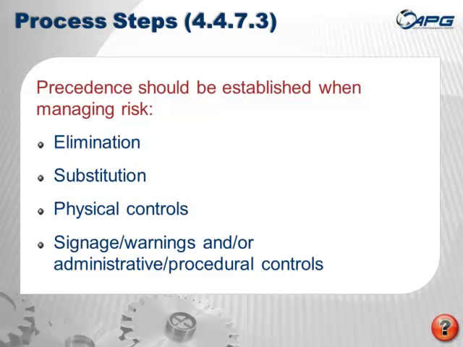We should do our best, as it states in 4.473, to look at elimination first. Try where possible to eliminate risk. But if that can't be done, can we perform a substitution or a physical control change to that risk? And then lastly, the least desirable, but often the one that we're left with, signage and warnings and other types of administrative or procedural controls. So there is a precedent associated with risk, and we try to employ it in that fashion.